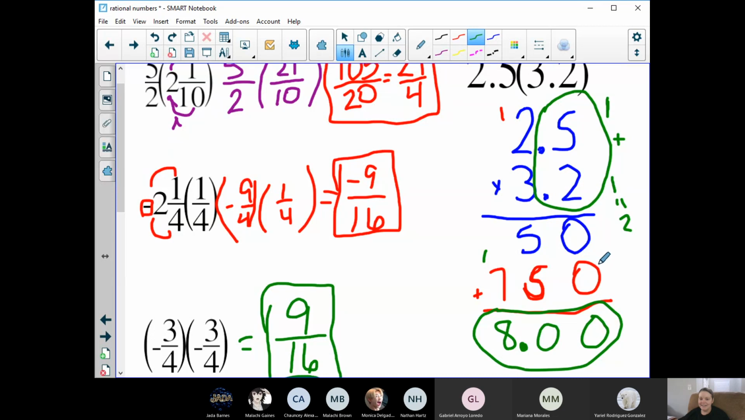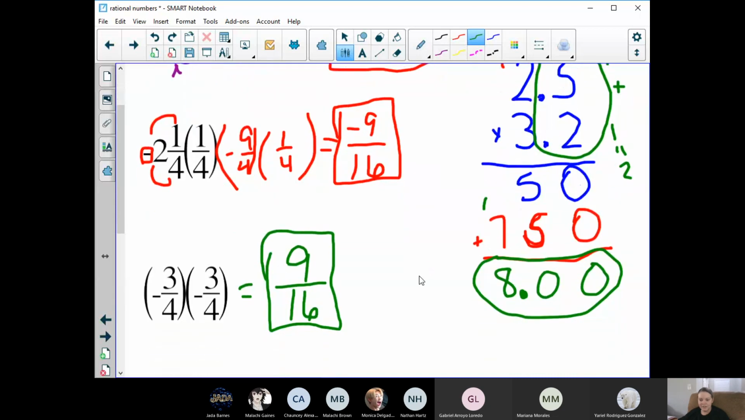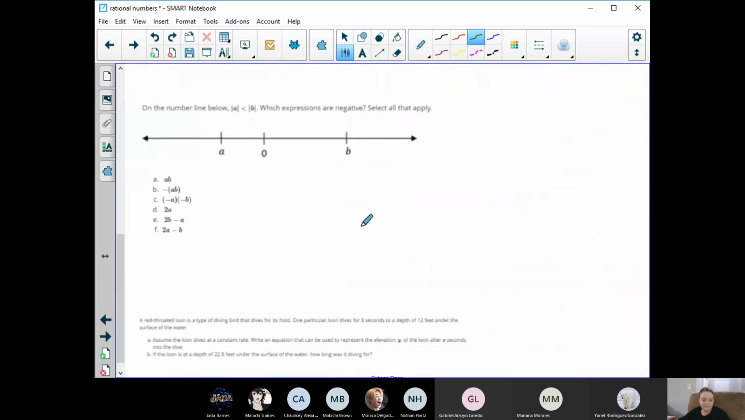Yes, Malachi. Any questions about multiplying decimals? No. All right. All right, let's take a look at a couple different problems now. That's really tiny.